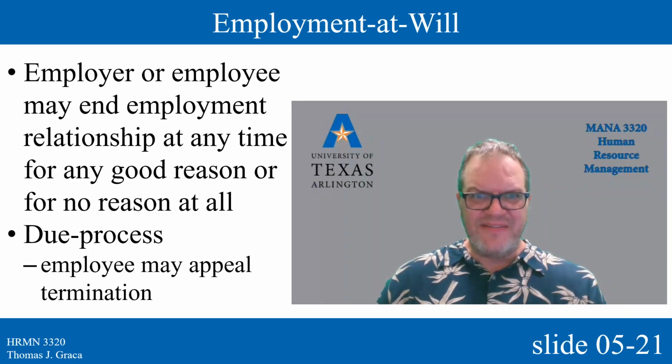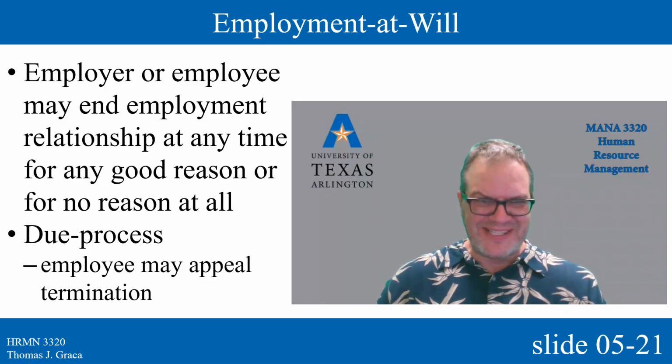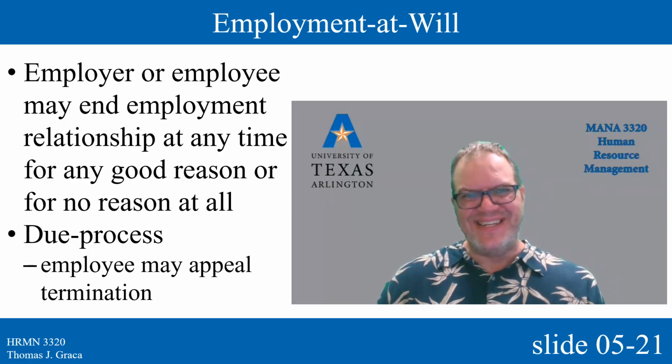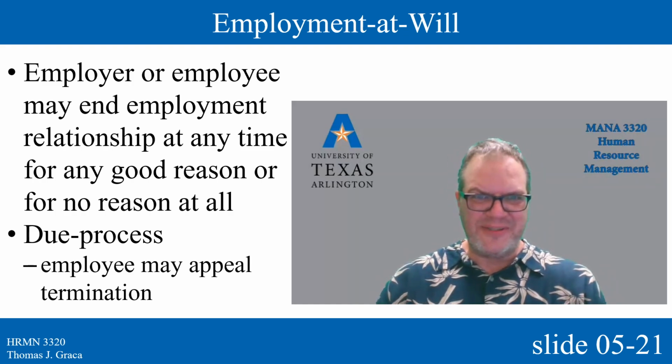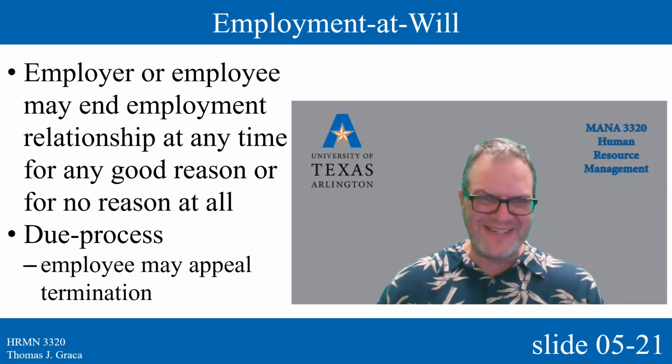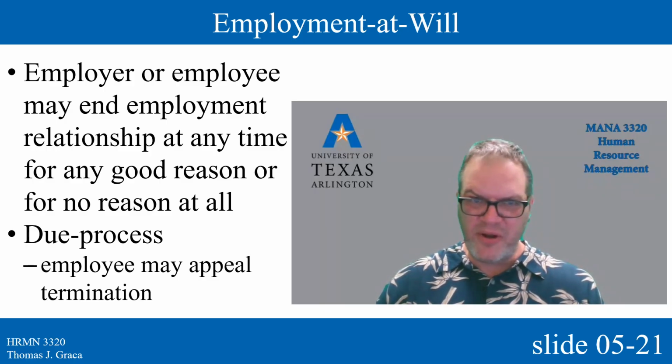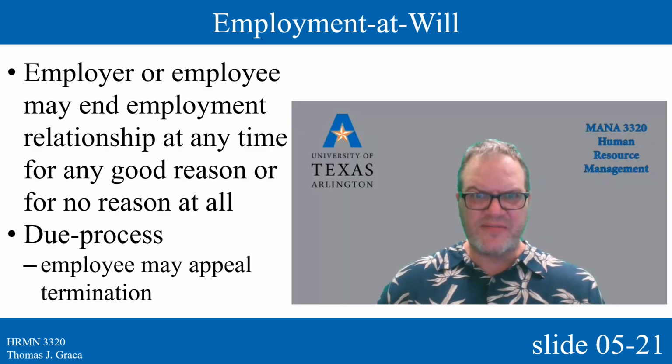So what's left out of that? Well, a bad reason. You can't terminate the employment relationship because you've decided you have too many women, or because you've decided that your employee is pregnant and you don't like people with families working for you. Those would be bad reasons. But the employment at will doctrine, simply stated, is that the employer or the employee can end the employment relationship at absolutely any time with no notice, for any good reason or for no reason at all.